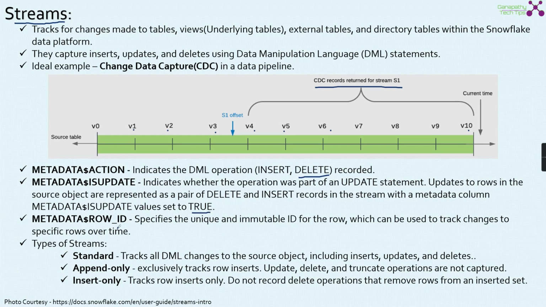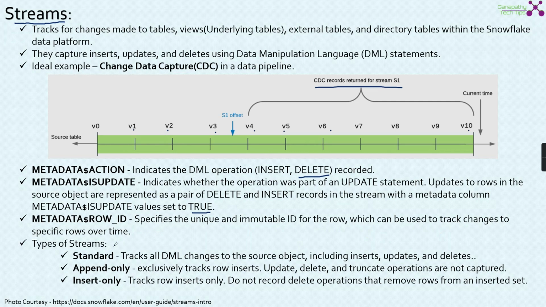Last one is the row id. There is not much significance for this. This is the uniquely identifiable id, which is immutable, which is used to track the changes over a period of time. So coming to the other part, which is the types of streams.